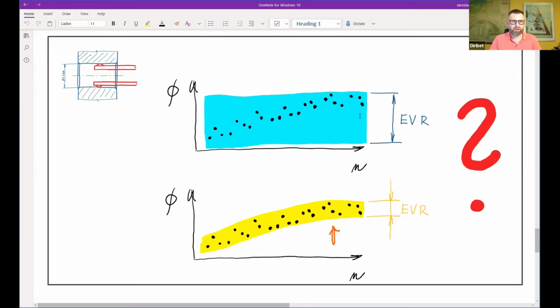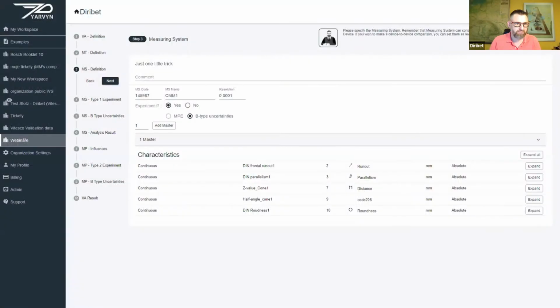All right, so I'll switch now over to Martin, who will show how this is done in Yarvin, and where it helps and where it does not. Martin, please go ahead. You're on mute.